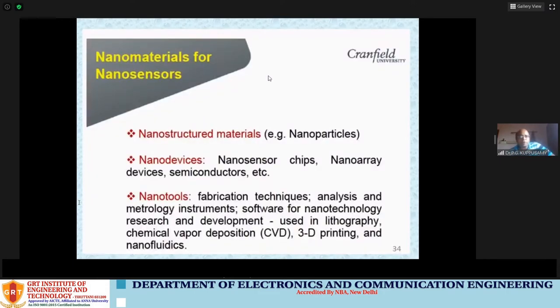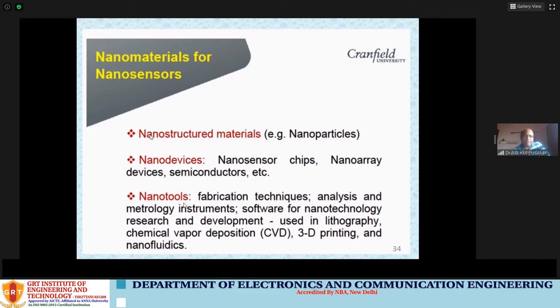So next we are going to deal with the materials, nanoparticles, and nanostructured particles used for constructing your biosensor system. So what are the nano devices? Nano sensor chips, nano array devices, semiconductor devices, etc. These are devices that can be used for biosensor systems.